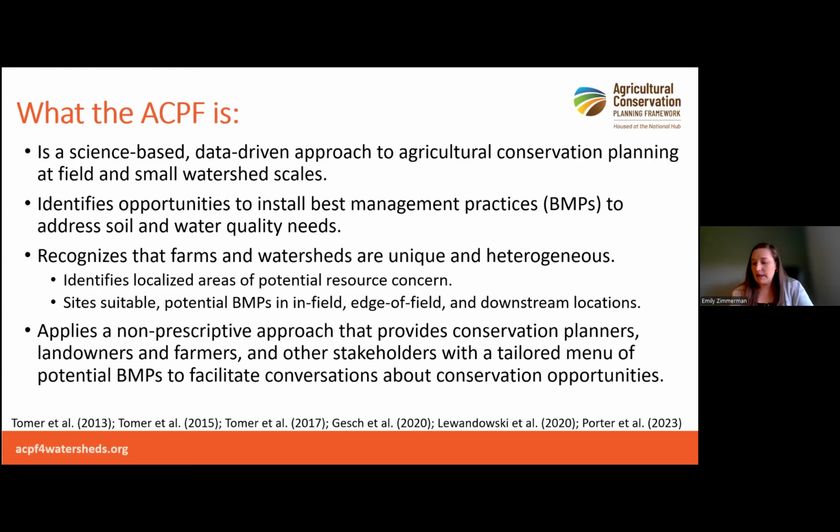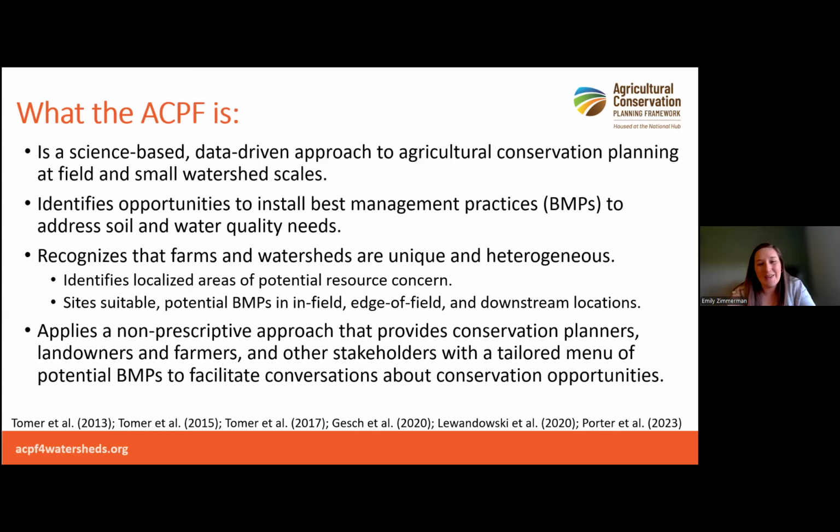All right, so I'm going to start by just my one slide. Hopefully everyone had a chance to look at the preparatory materials, and Marcel did a really nice job of talking about this already. But basically my 4 important points about what the ACPF is. So it's a science-based, data-driven approach to planning. And that means planning at both the field, farm, and small watershed scale. And I think this approach of using science and data is really important because it helps us to ground the decision-making in really important information. You can see on the bottom of the slide that I've listed some references.